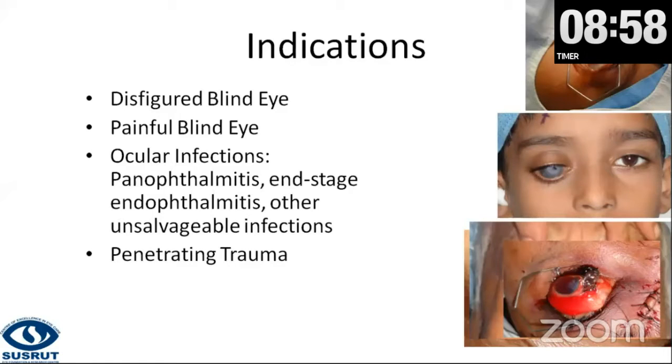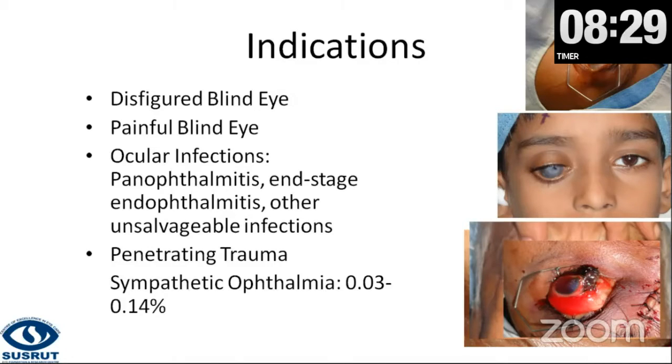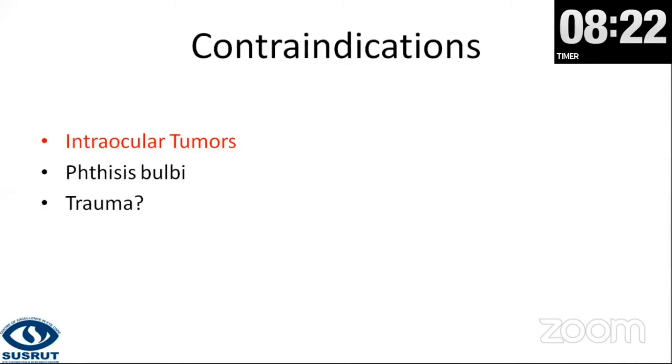So what are the indications for evisceration? Basically, we do it in patients who have a disfigured or a painful blind eye. Also in certain eye infections like panophthalmitis, after you've controlled the orbital component of the infection, end-stage endophthalmitis and other unsalvageable infections of the eye, mainly of the cornea. And also in penetrating trauma. So earlier we were avoiding evisceration in these cases because of the fear of sympathetic ophthalmitis, but then the incidence is actually very low. And when we talk about the technique, we'll also say how you can reduce the risk of sympathetic ophthalmitis.